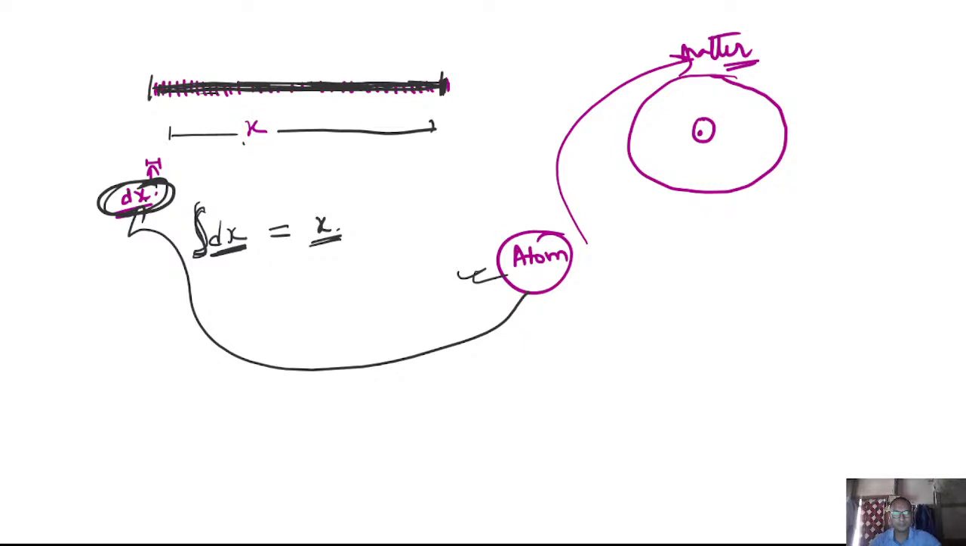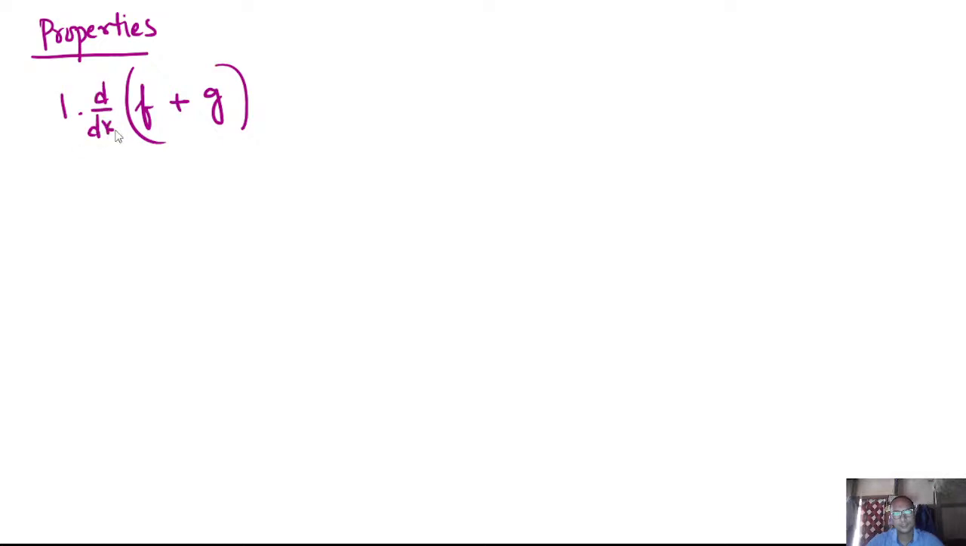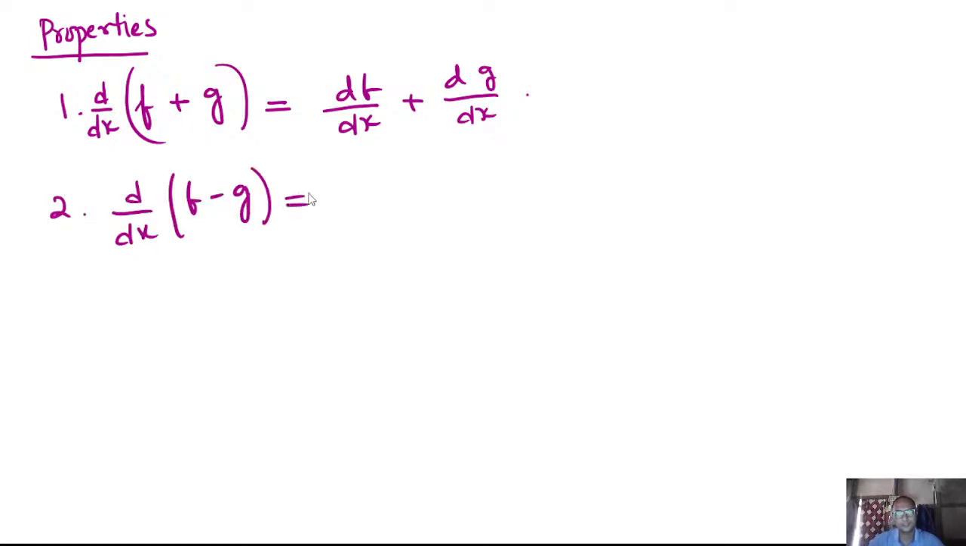Chain rule we will see later. Right now, some properties of differentiation. Property number 1: for a function, if you differentiate a sum, you differentiate each individually. The second thing is f minus g, similarly.